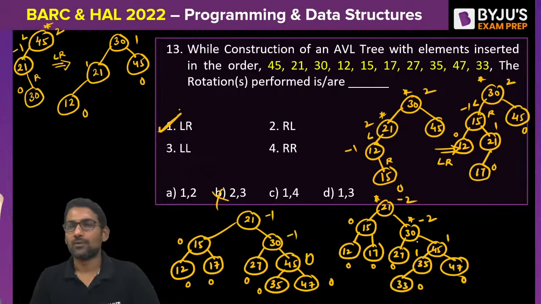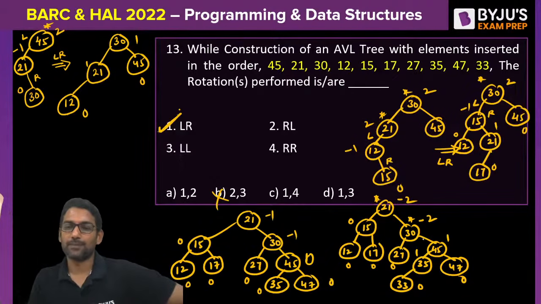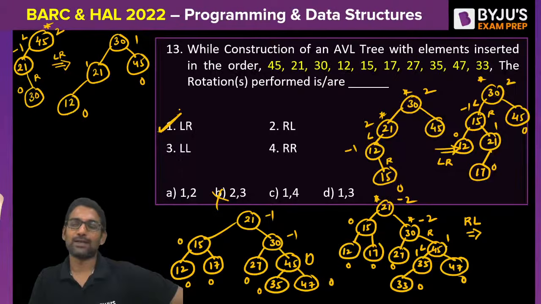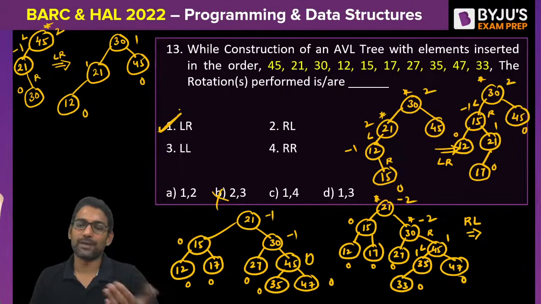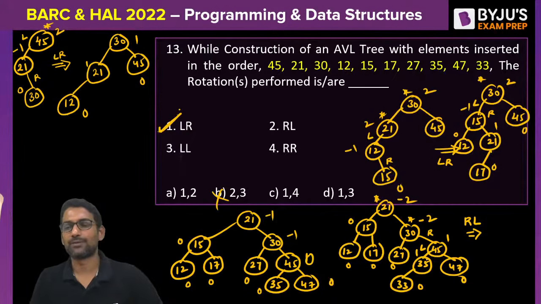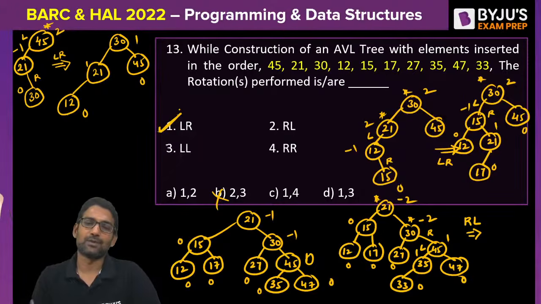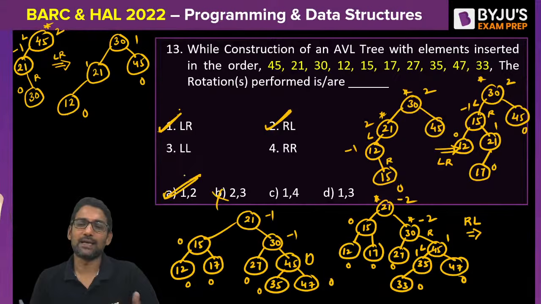So what will we take as critical to balance? 30. So for 30, 33 is towards right's left. So here what rotation you do? RL rotation. So when you do RL rotation at 30, 35 would be parent, 30 and 27 would be left to it, 45 and 47 would be right to it, 33 would be right child of 30. So the right answer would be 1 and 2, option A. What rotations are we doing? LR and RL.